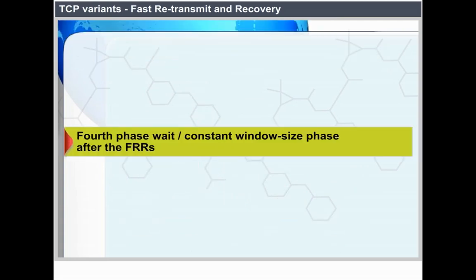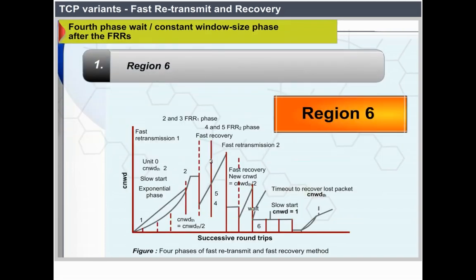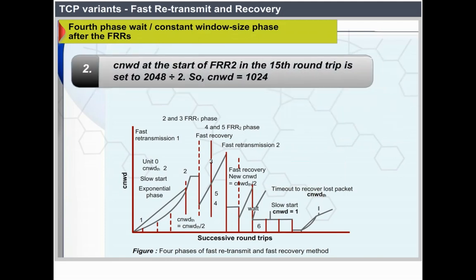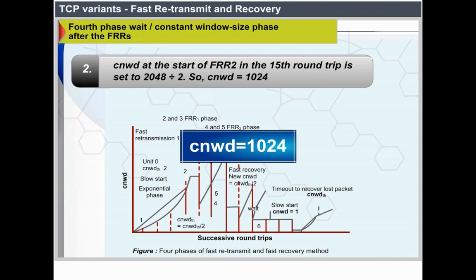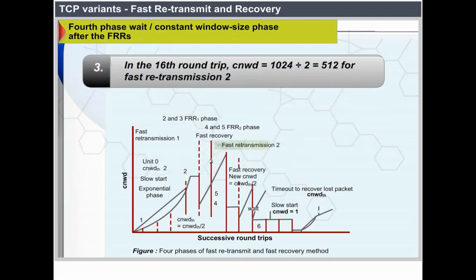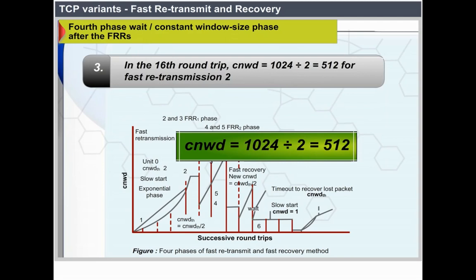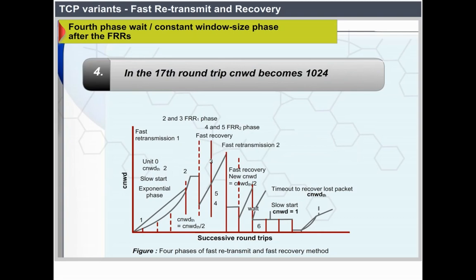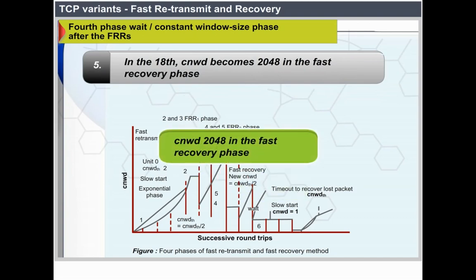Fourth phase: wait, the constant window size phase after the FRRs. Region 6. CNWD at the start of FRR2 in the 15th round trip is set to 2048 divided by 2, so CNWD is equal to 1024. In the 16th round trip, CNWD is equal to 1024 divided by 2, which is equal to 512 for fast retransmission 2. In the 17th round trip, CNWD becomes 1024. In the 18th, CNWD becomes 2048 in the fast recovery phase.